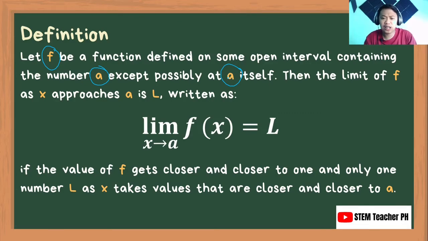We can use other constants, pwedeng c, pwedeng a, depende dun sa ginagamit nyo na reference. Then, the limit of f, our function, as x approaches our constant a, ay yung sagot natin, which is letter L. So, we write everything here on our definition as, this is the limit of our function, f of x, as x approaches a. Yung value ng limit natin habang papalapit tayo dun sa a, tapos we let our answer be letter L. And then, kapag yung value ng f ay palapit ng palapit to one and only number L, as x takes values that are closer and closer to a.